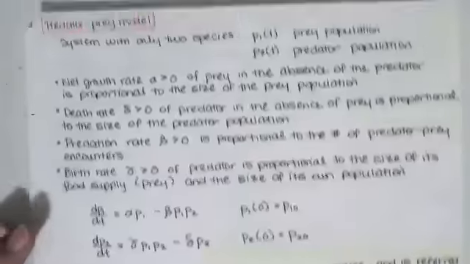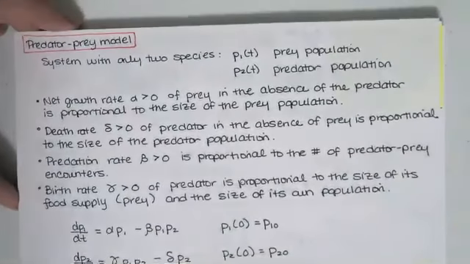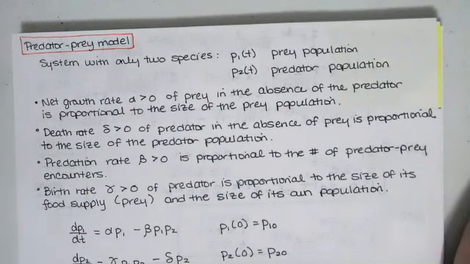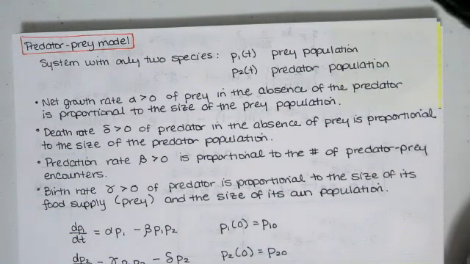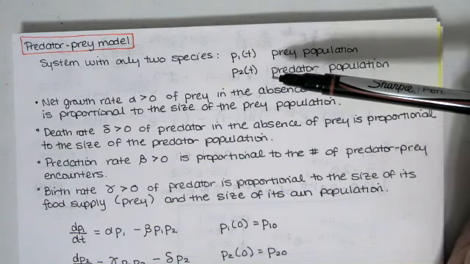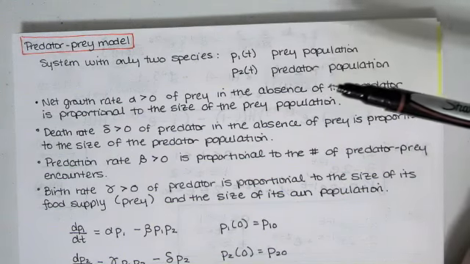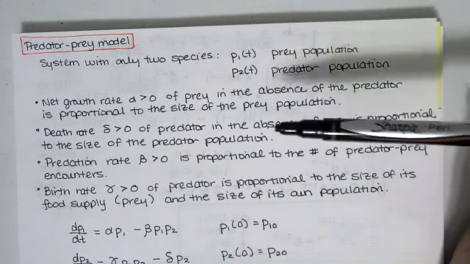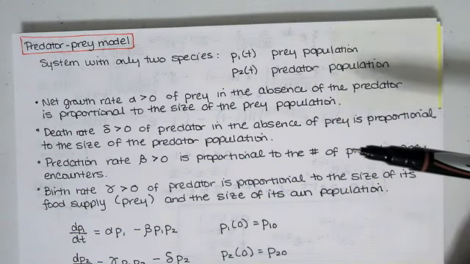Here's another example. It's a very famous example of the predator-prey model. Let's say you have a system that only has two species. We call the first species the prey, that's p sub 1 of t, and the second species p sub 2 of t, that's the predator population.